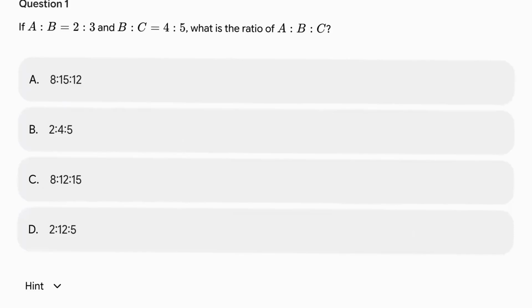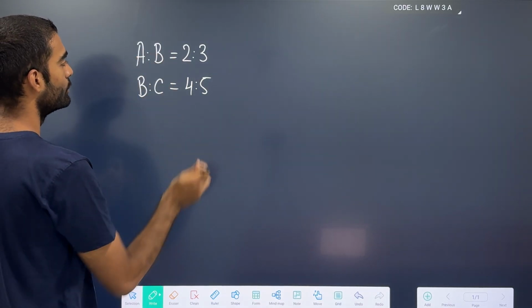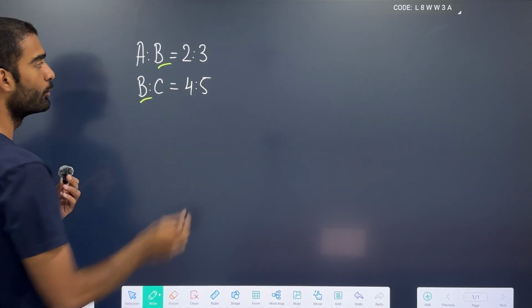If A is to B equals 2 is to 3 and B is to C equals 4 is to 5, what is the ratio of A is to B is to C? So we are given two ratios, that is A is to B and B is to C, and if you observe carefully, B is repeated in both of them.